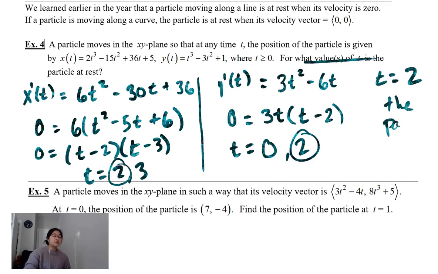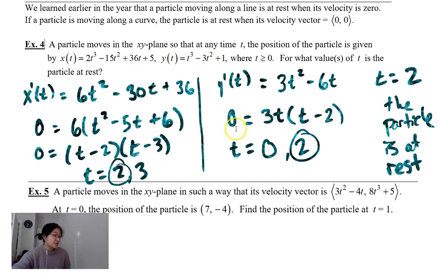The particle is at rest. It's helpful to answer the question using words from the question. So for what values of t is a particle at rest? At time t equals 2, the particle is at rest. Just copy half of it. Alright, so try number 5.